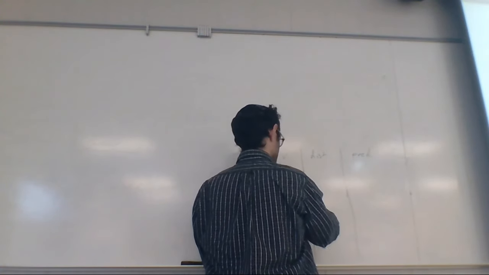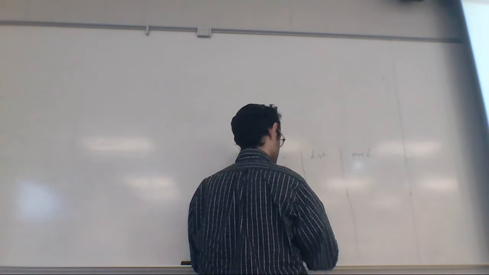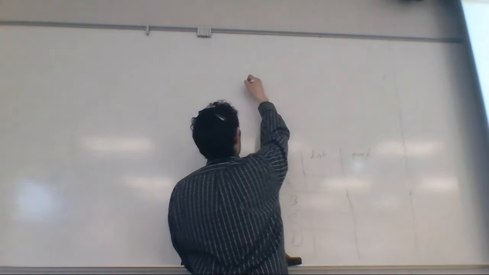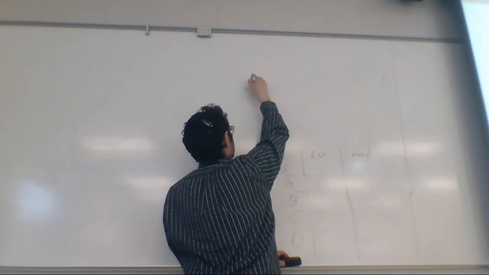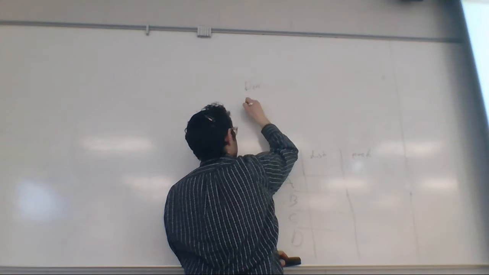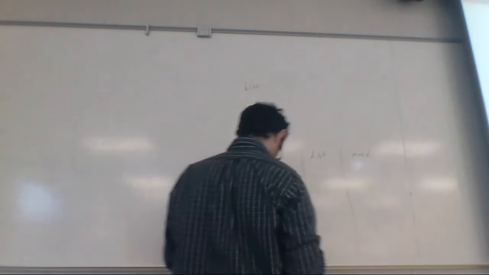S, A, B, C, D. So we've got five vertices here. Okay, so then we've got done and to do. Okay. So those are our four data structures that we need to do this.